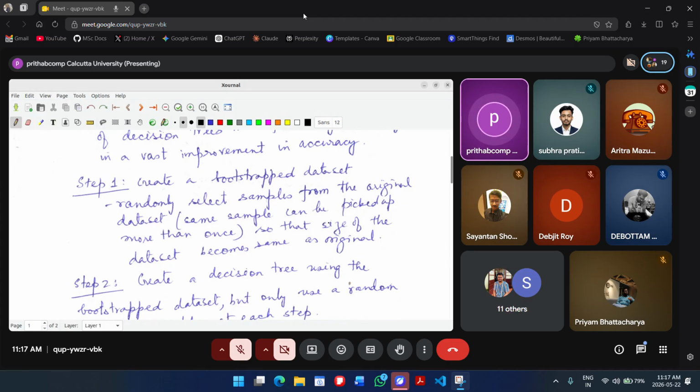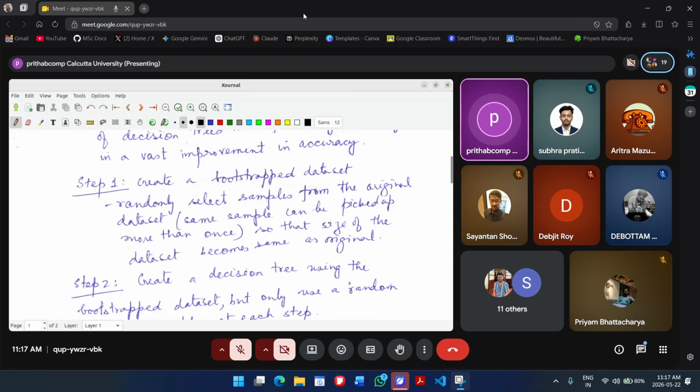So if you have, let's say, 10,000 data, you are randomly picking up data from it, but it's not that whatever you have picked up once, you will not be picking up again. You can pick up the same data once again. So this is the concept of bootstrapping. It creates a training data set this way, so that the size of the data set becomes the same as the original.